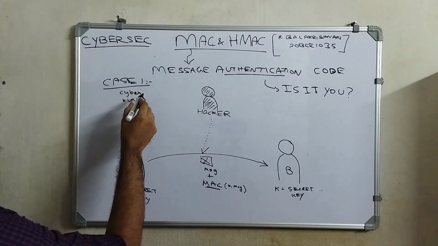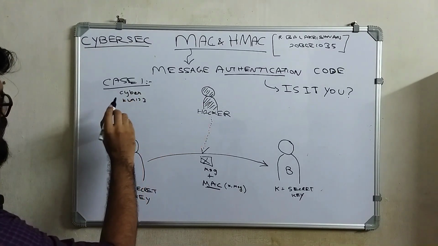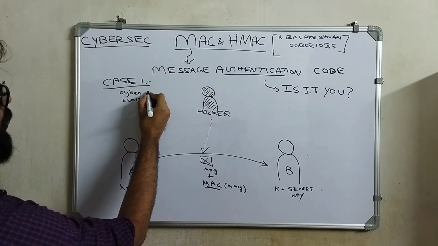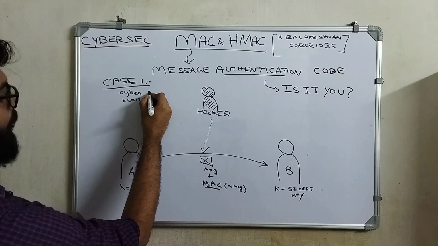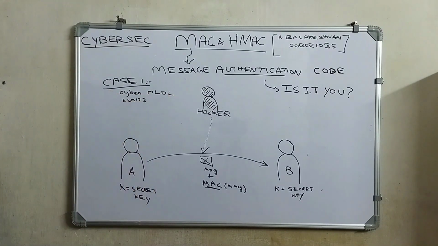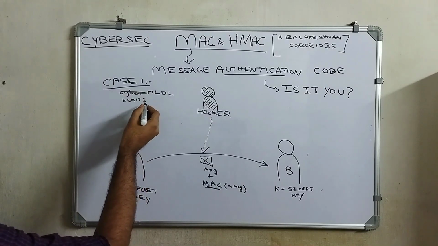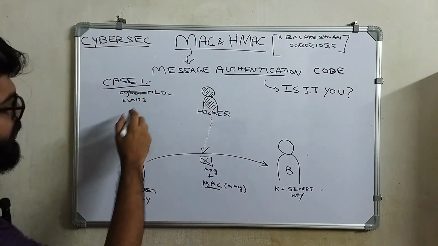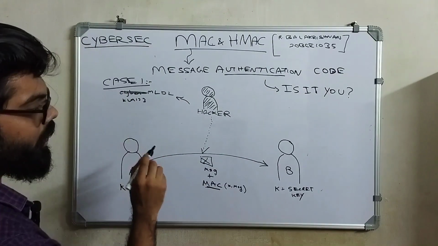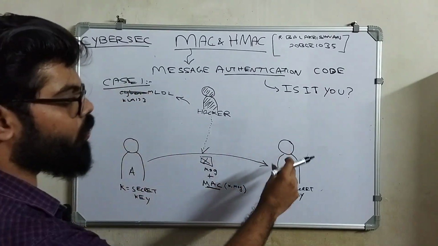Now the hacker can tamper with this message and make it MLDL instead of cyber. So the hacker has tampered with the message, and now the whole thing will go to B.